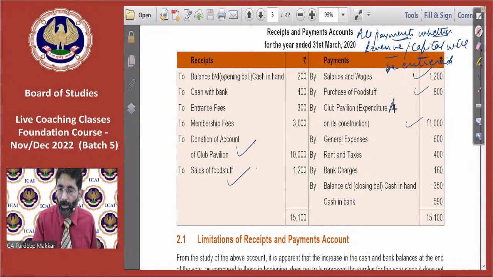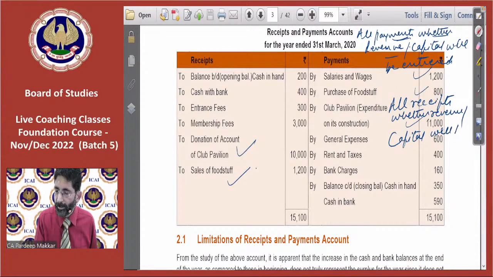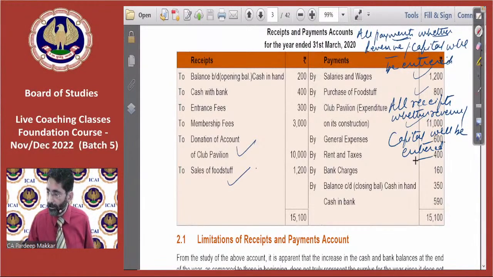In the same way, all receipts, whether revenue or capital, will be entered. So if I receive or pay in cash, then I will record this in the receipt and payment account, not otherwise. Exactly. But if you have made any payment by bank, that will also be entered here. If you have received any payment by bank, that will also be entered.